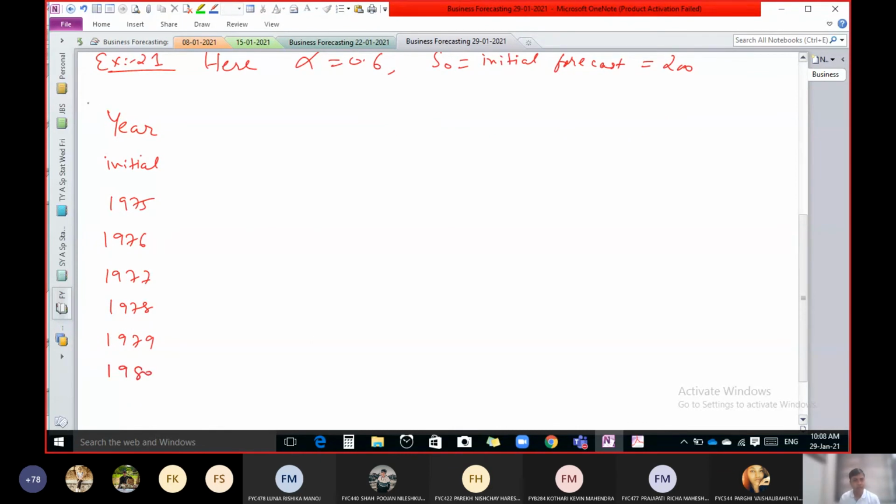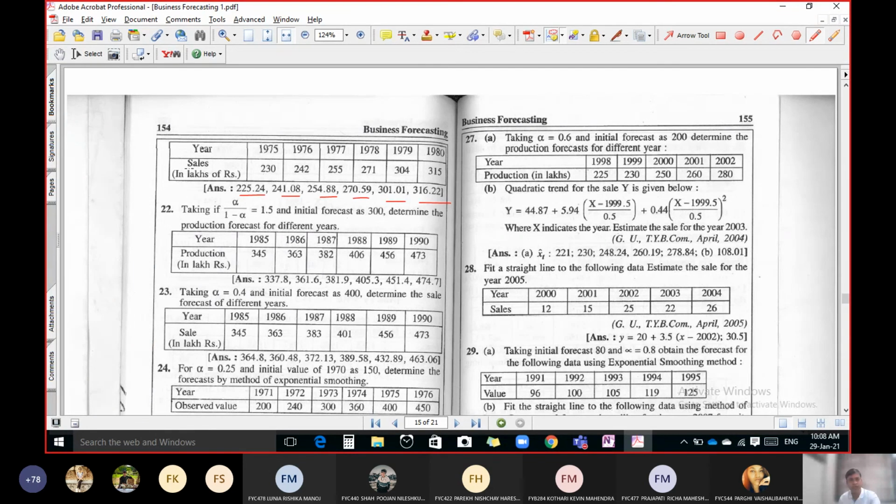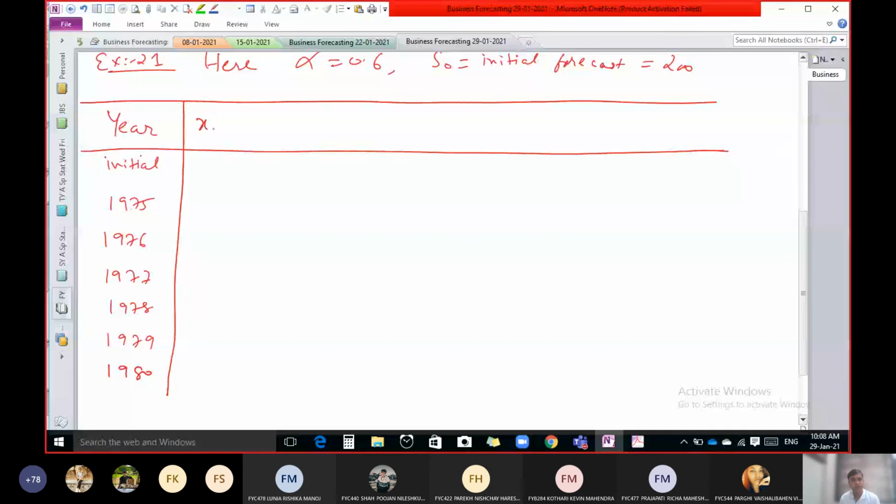Okay, then after that, the second column. The second column, that is here given sales, you have to consider as the value of x for a given time. So it is denoted by xt. Here you have to write nothing, and these values are given.